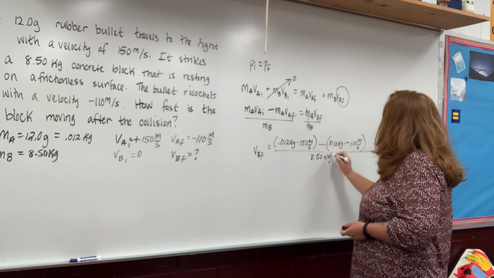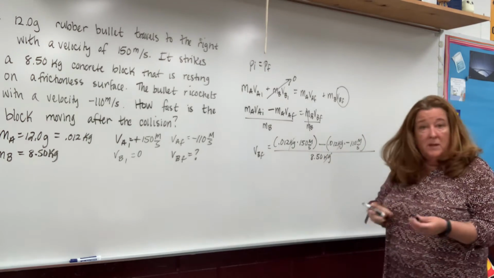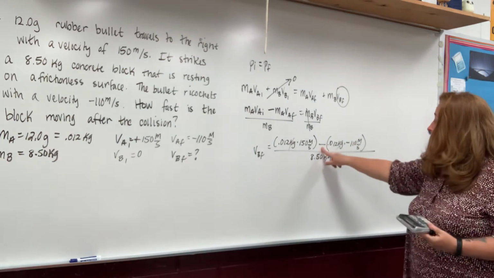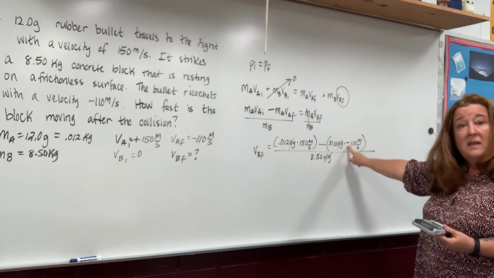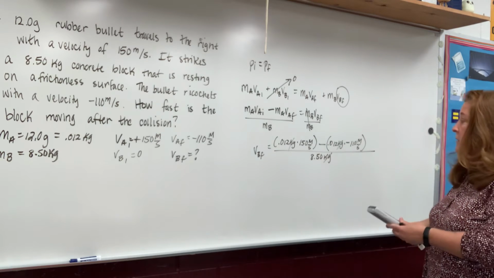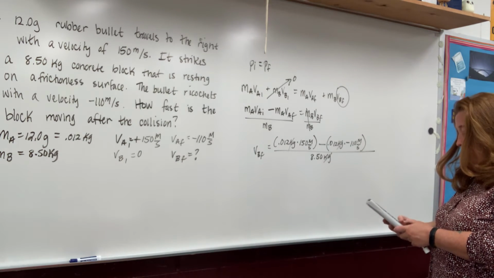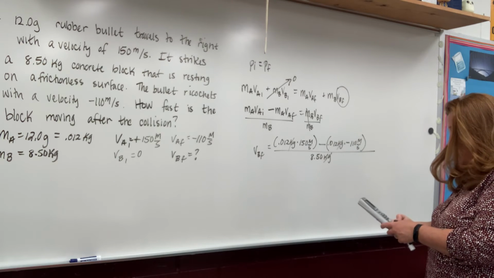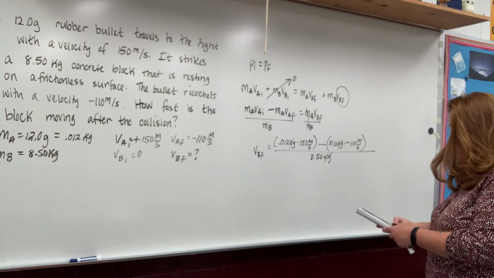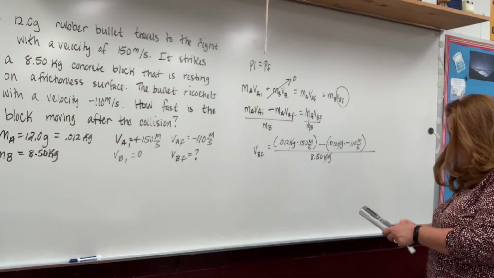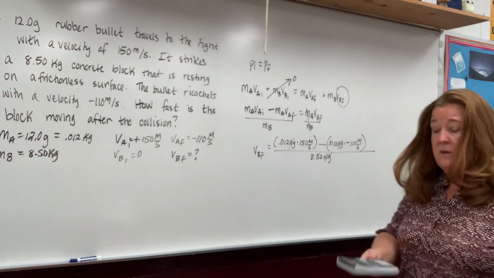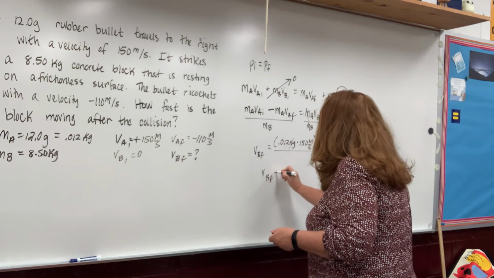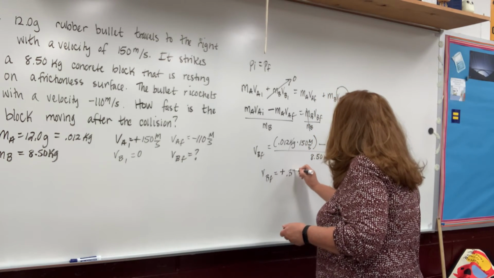Kilograms will all cancel out, leaving you with meters per second. Remember, you have to cancel it out from each factor, and then you just do math. Remember, this is minus, and this is a negative, so technically you're going to add that second product. So it's going to be 0.012 times 150, and then you're adding the product of 0.012 and 110. Dividing by the concrete block, you get 0.37. So the concrete block, it's positive, 0.37 meters per second.